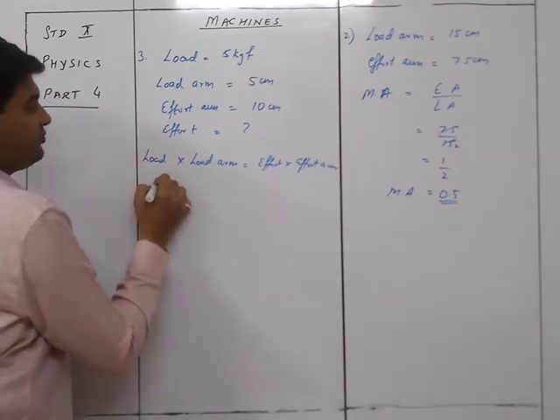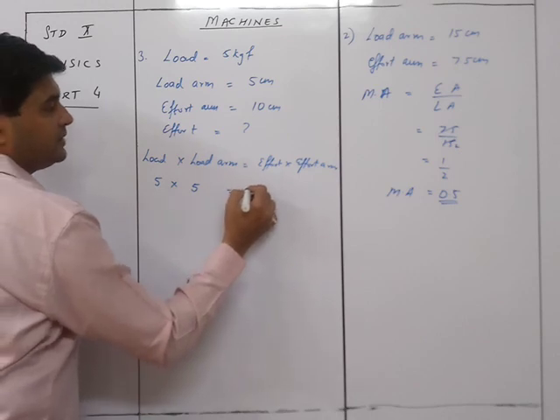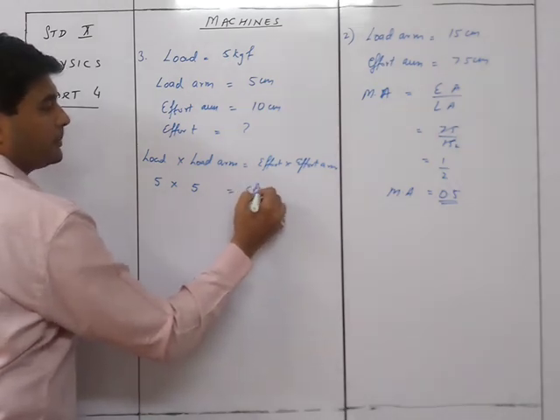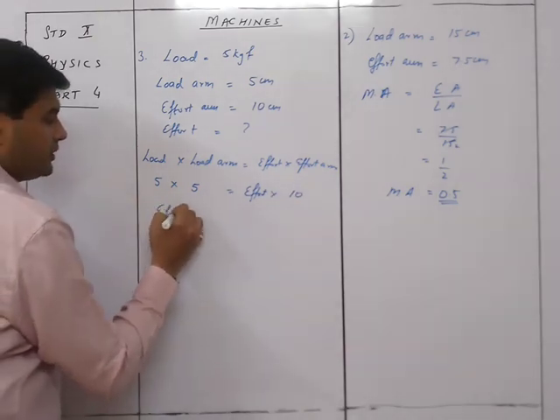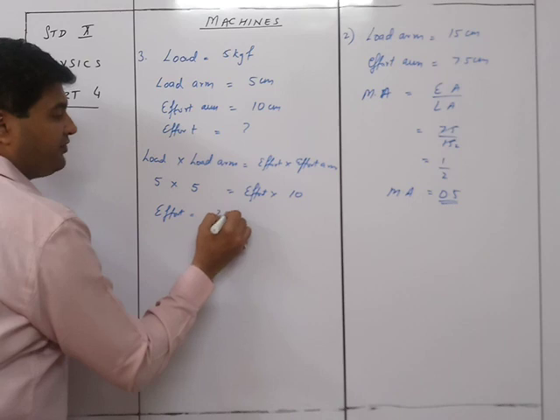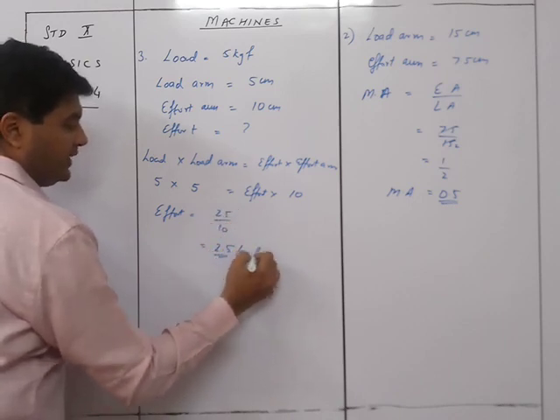This gives us load as 5, into load arm is 5 again. Effort is what we need to find out. Effort into effort arm is 10. So therefore effort is equal to 25 upon 10, which is 2.5 kgf.